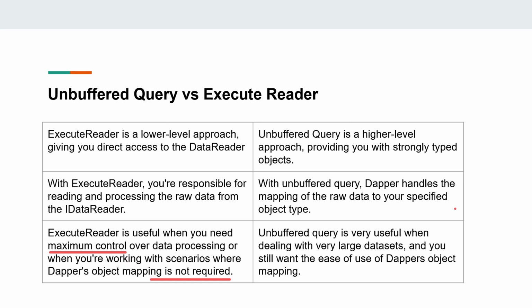Whereas unbuffered query is very useful when dealing with a very large data set and you still want to ease the use of Dapper object mapping, right? So both of these types will execute in an unbuffered way, meaning we have the benefit of having a memory efficient application.